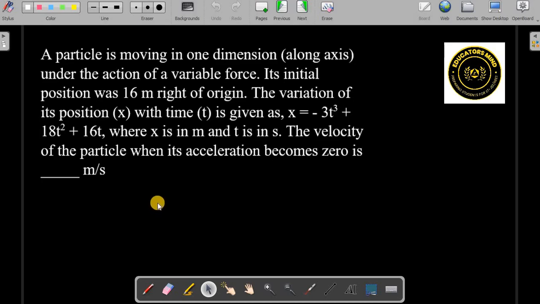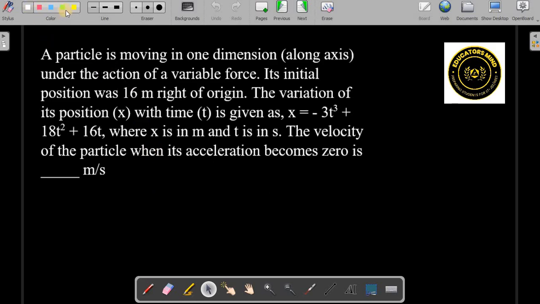Hello students. So today we are going to work out JEE Main previous year questions, this year 2024 January session. That will give us more exposure about the recent type of questions coming.